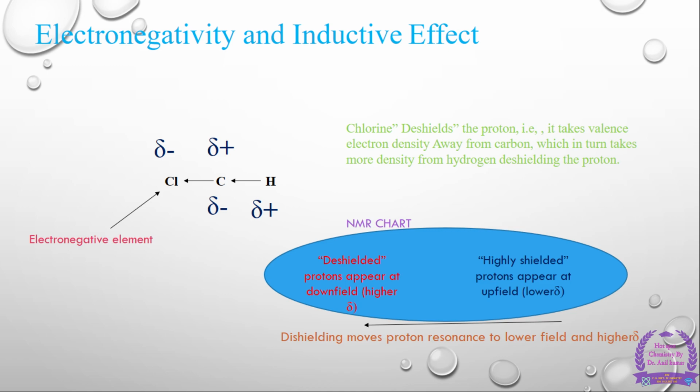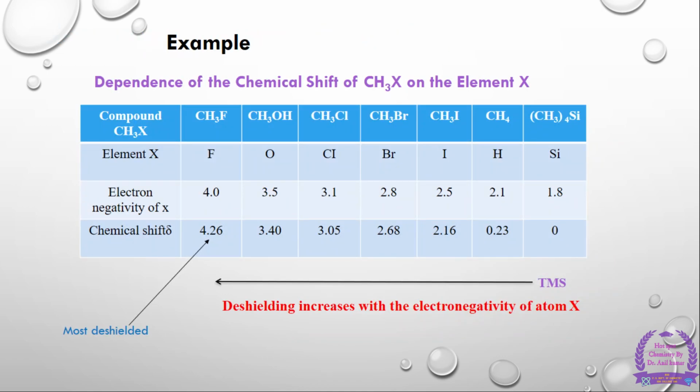From the NMR chart, we will see deshielded protons appear at downfield, that is a higher value of delta, and highly shielded protons appear at upfield, that is a lower value of delta. That is, deshielding moves proton resonance to lower field and higher delta values. This will be clear from the example of chemical shift of CH3X depending on the element X.